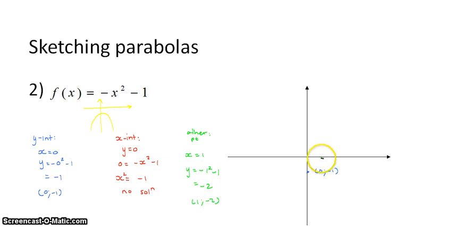By symmetry, we technically have another point, minus 1, nope, that's 1 and minus 2, and so we can join our dots as we did before. But make sure you indicate that other point.